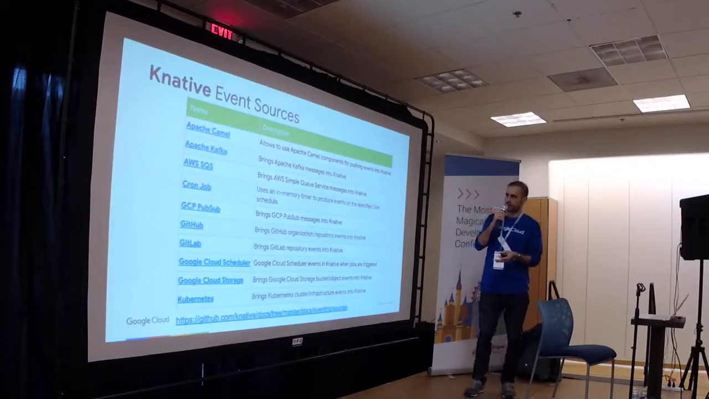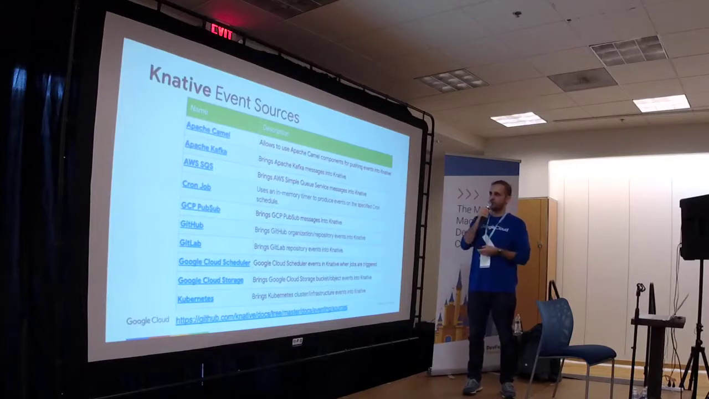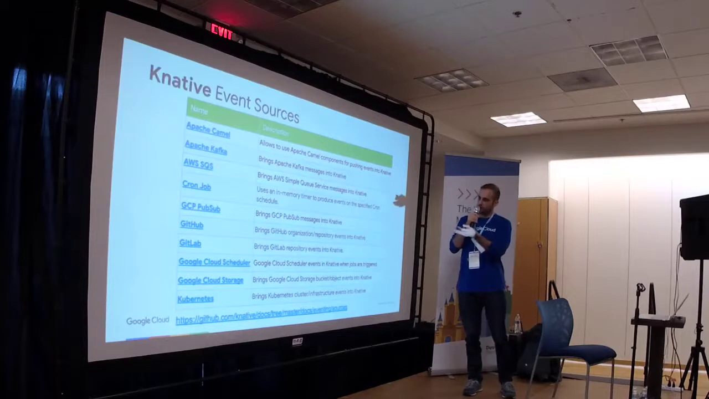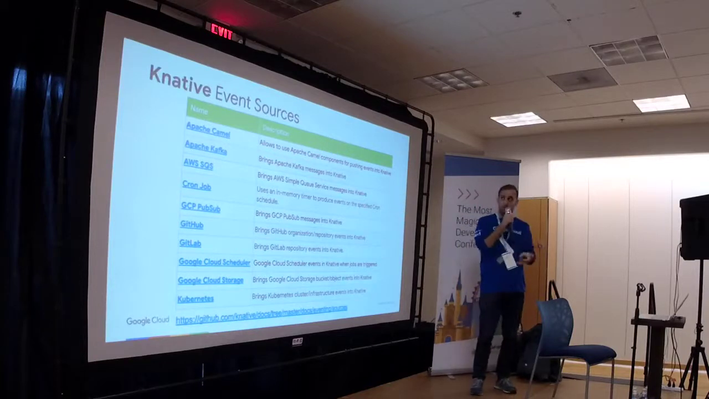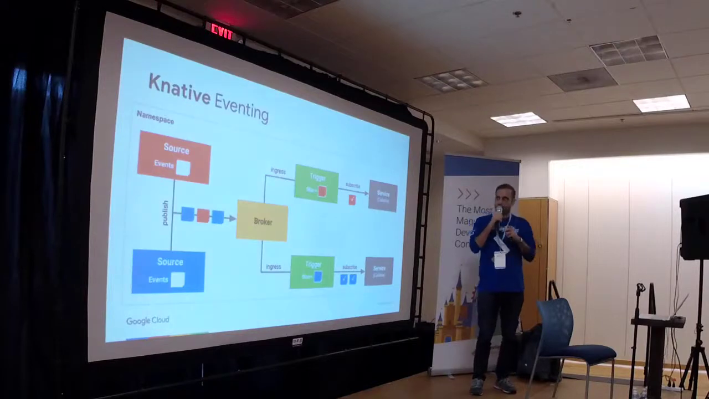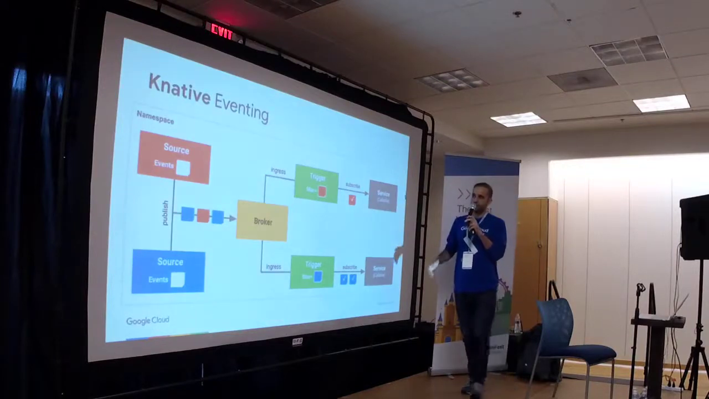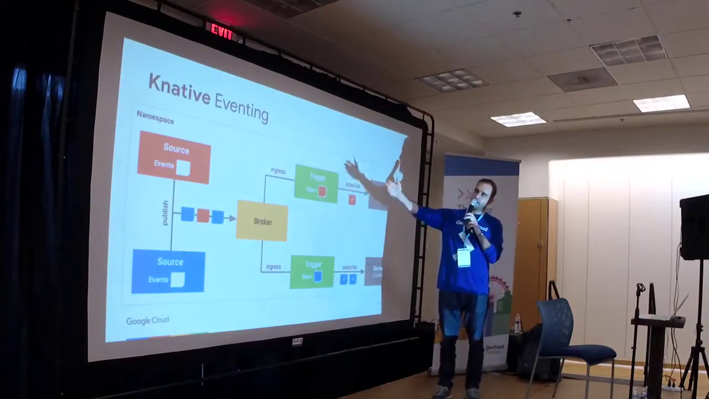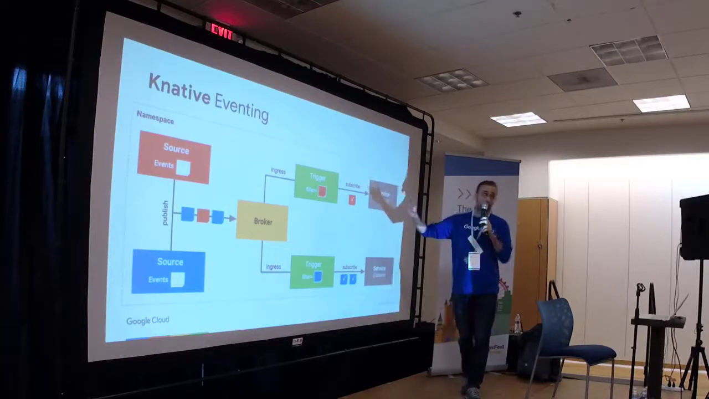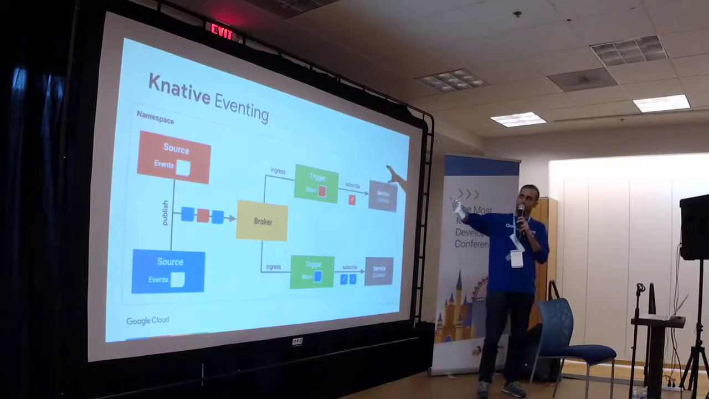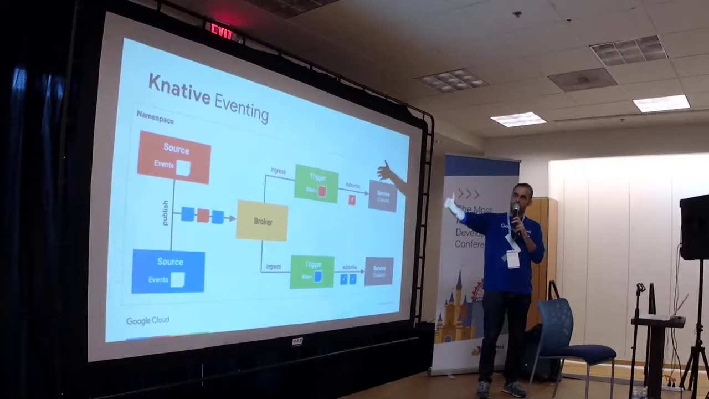So for example, you can listen to Kafka messages, you can listen to Google Cloud PubSub messages, you can listen to Google Cloud Storage events, and many more. This is not the full list. And the way it works is that first, in Knative, depending on what you want to listen to, let's say, for example, you want to listen to Google Cloud PubSub messages, that creates something called a source.